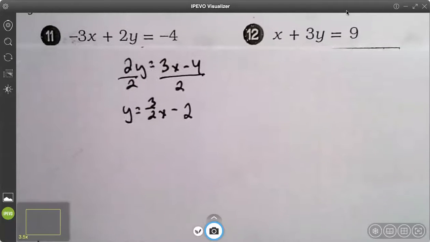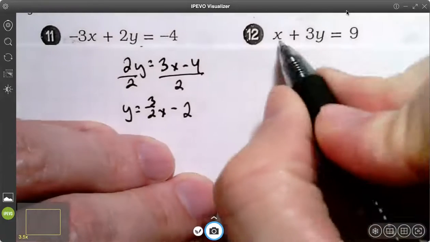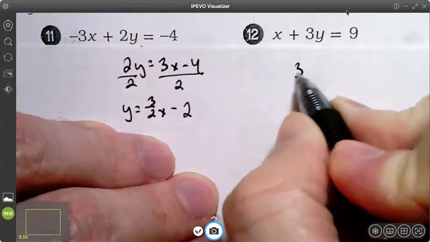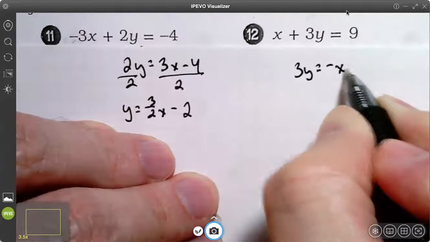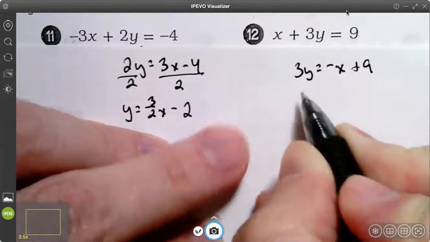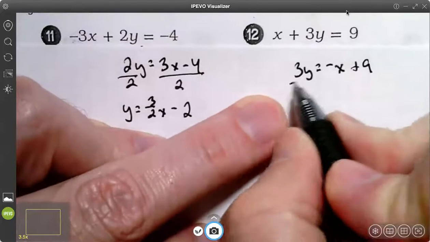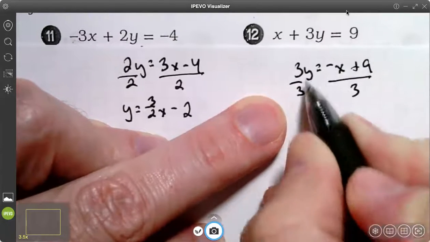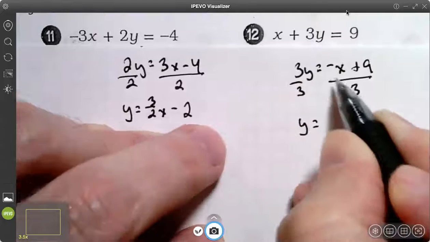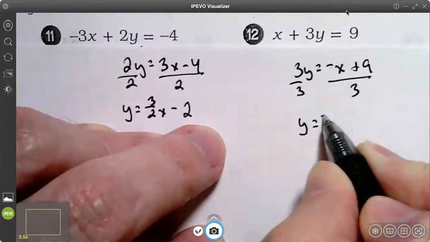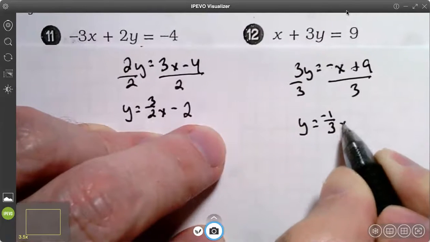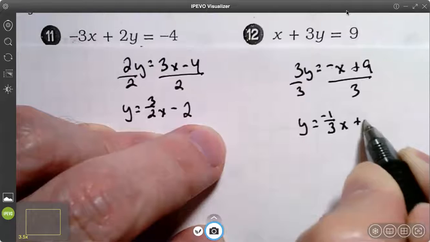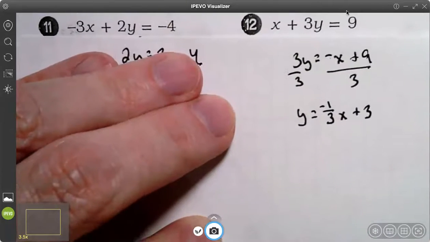On number 12, I need to move the x over, so I change its sign. I leave the positive 9 there. I've got to get rid of times 3, so I divide both sides by 3. That gives me y equals negative 1 over 3 x, so negative 1 over 3 is my slope. 9 over 3 simplifies to 3, which is my y-intercept.